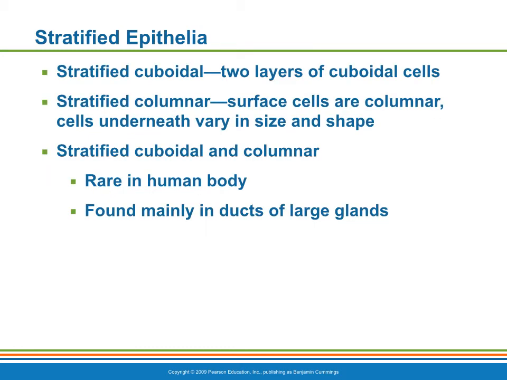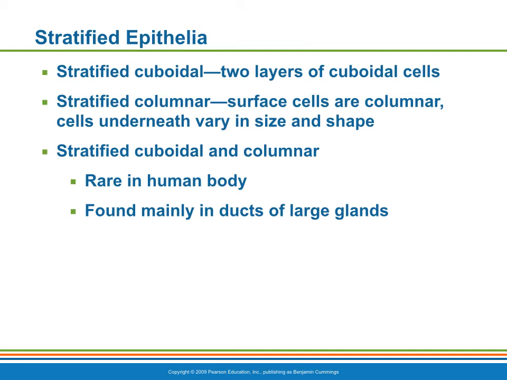Next up we have the stratified cuboidal epithelium. It's rare. It's mostly found in the ducts of some of the larger glands. The stratified columnar epithelium is found in limited distribution, with small amounts in the pharynx, the male urethra, and lining some of the glandular ducts.